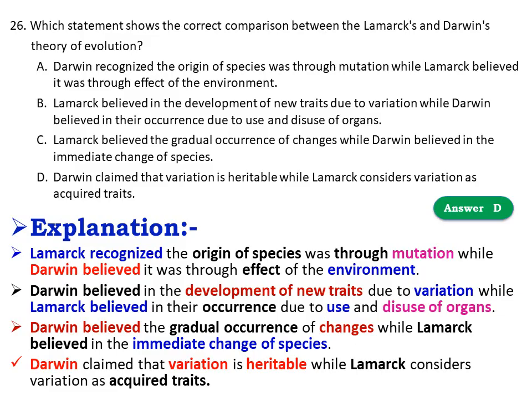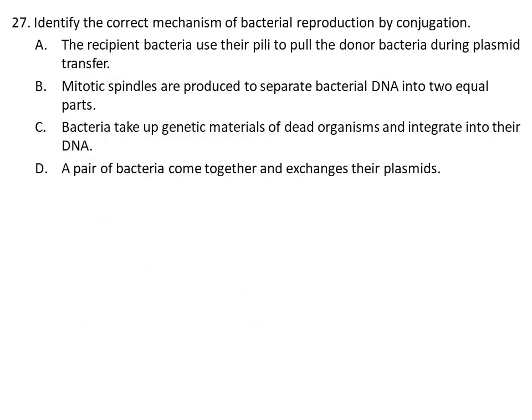Darwin also believed that development of new traits is due to variation, while Lamarck believed that occurrence of the life is due to use and disuse of organs. And also Darwin believed in gradual change, while Lamarck believed in immediate change of species. And also Darwin claimed that variation is heritable, while Lamarck considered variation as acquired traits.